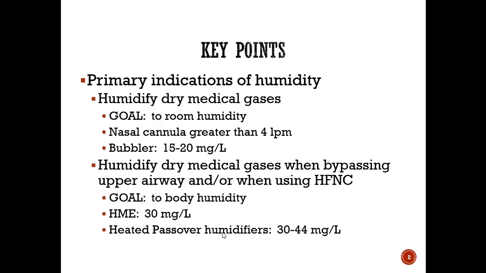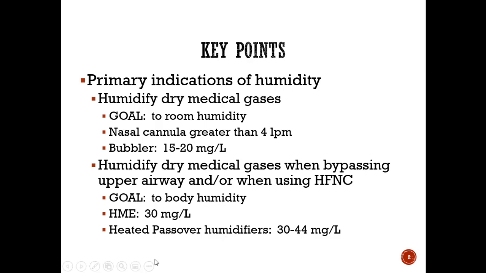When we are bypassing the upper airway, we are responsible for creating that for the patient. We need heat and we need humidity. So the goal is to at least have 30 milligrams per liter of output if you're bypassing the upper airway. That's the magic number. Obviously, if you can get it higher, that's better, because then you're eliminating even more of that body humidity deficit. But the minimum goal is 30 milligrams per liter.